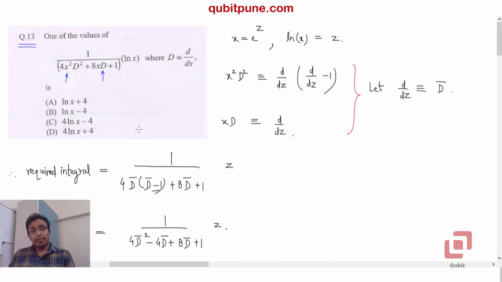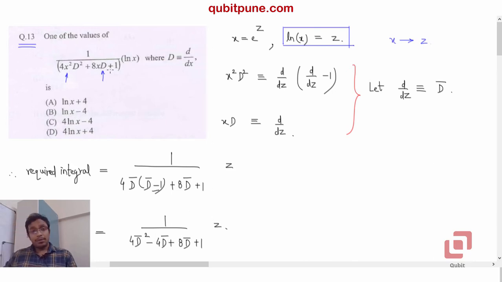Now to solve this problem, I'm using the standard substitution ln x equal to z. Now ln x equal to z also corresponds to x equal to e to the power z, and we are going to change the independent variable from x to z, because it will transform the differential equation into a differential equation of constant coefficients. Currently the coefficients are variable, right?